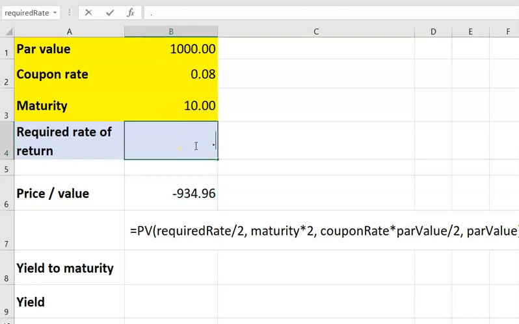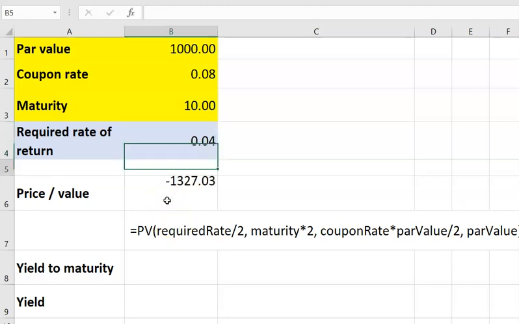If my required rate of return goes to, say, 4%, much less, right? I should be willing to pay more. And indeed, I pay $1,327.03. Why? Because this bond pays a whole lot better interest than I require. So I'm willing to pay more.